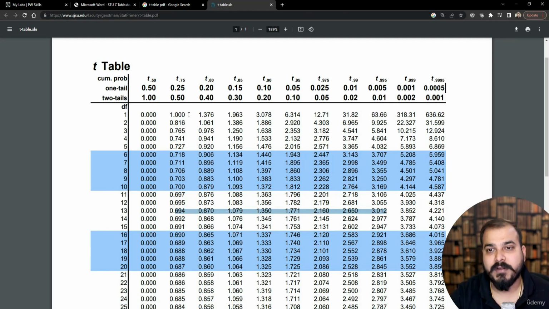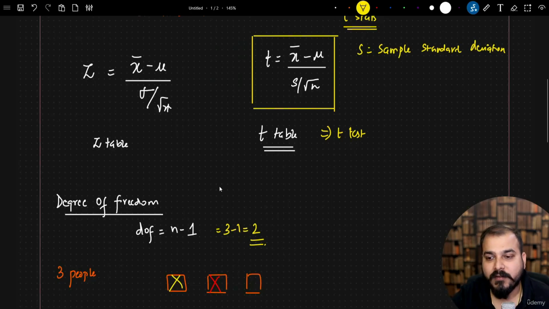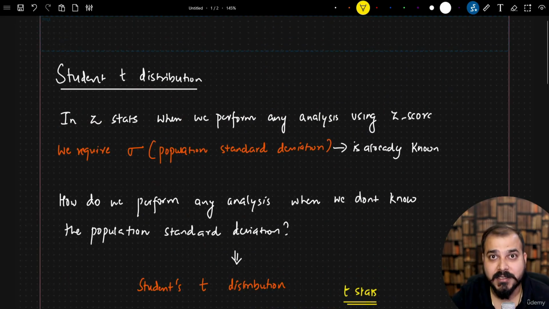So in the next video, we'll see how we can solve a t-stats problem by using this t-table, and we'll see what kind of output we get and what kind of analysis we will be able to do.